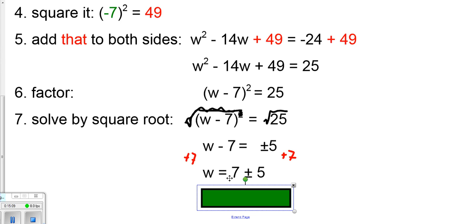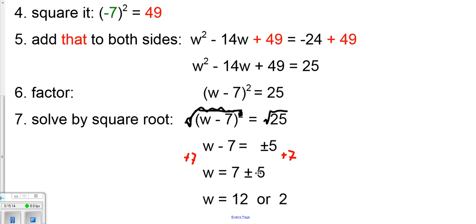Now in one case we could do 7 plus 5 and get 12. In the other case we could do 7 minus 5 and get 2. So we'd have two answers. One, w equals 12. The other one, w equals 2. So those are our two answers when we solve by completing the square.